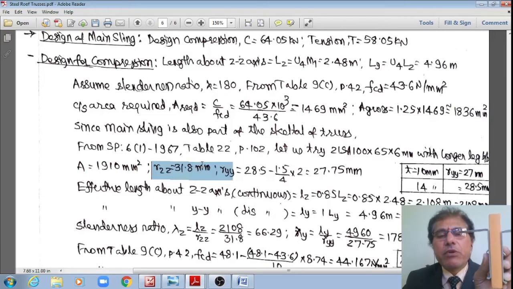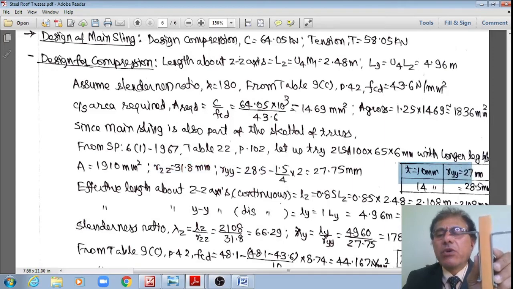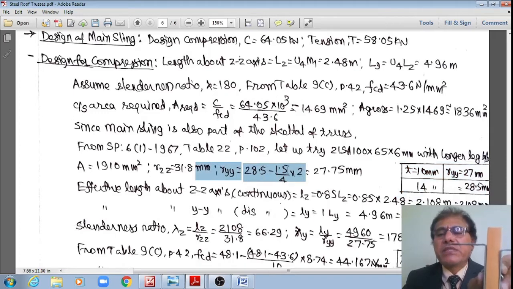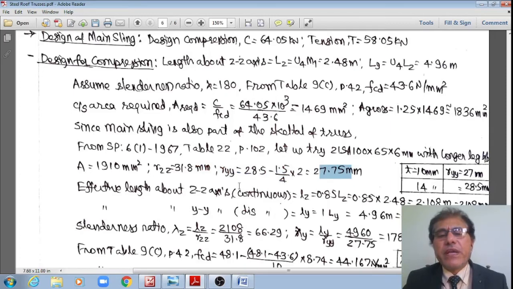And the radius of gyration about major axis is 31.8, and about minor axis for 10 mm gap we have seen RYY is equal to 27 from the table, and with the gap between these two angles 14 mm, the radius of gyration RYY is equal to 28.5. Therefore, if I interpolate, I'll get RYY equal to 28.5 minus 27, which is 1.5 over a difference of 4. Therefore, over a difference of 2, how much? That works out at 27.75 mm.